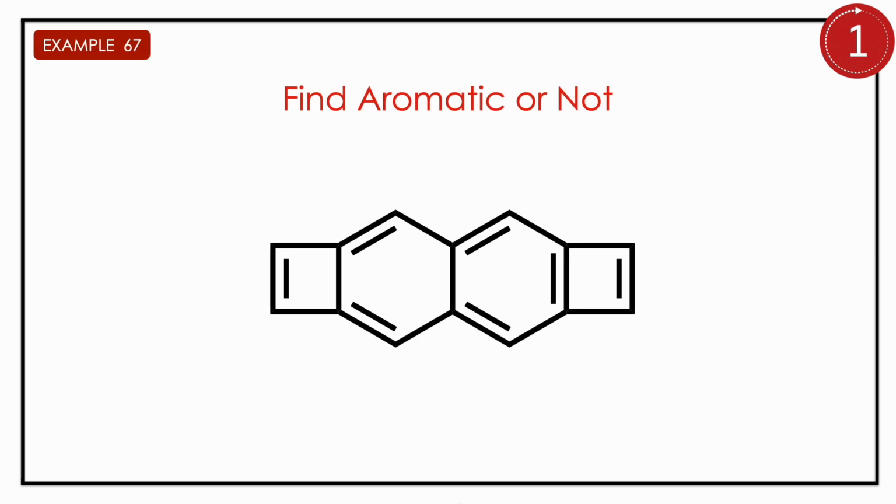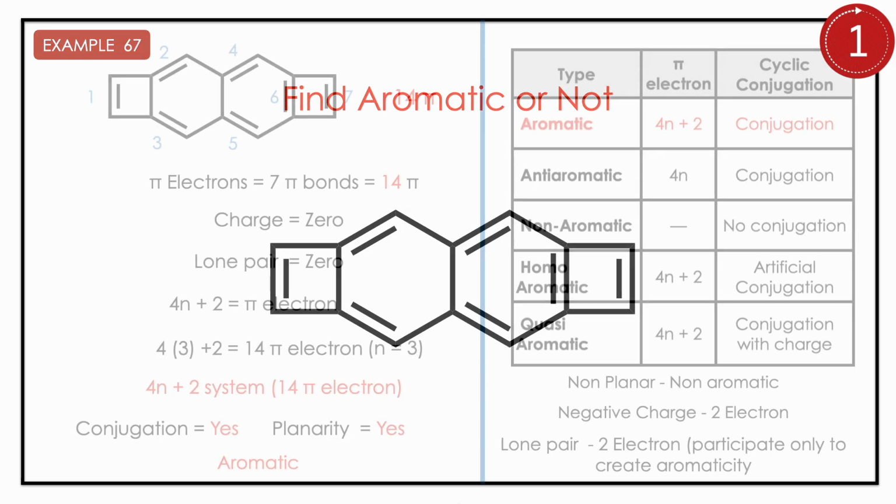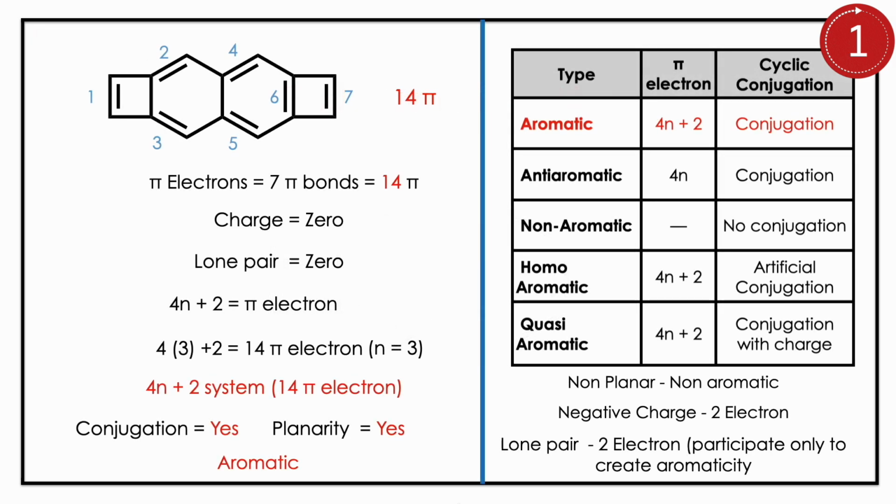Then the next example. You have a fused system with 4-member, 6-member, 6-member, 4-member rings. All are connected through single and double bonds. You have to find whether the given compound is aromatic or not. It is a large macromolecule, so it is better to count the pi bonds. It has 7 pi bonds, which is 14 pi electrons. No charge is there. Lone pair also is not there.